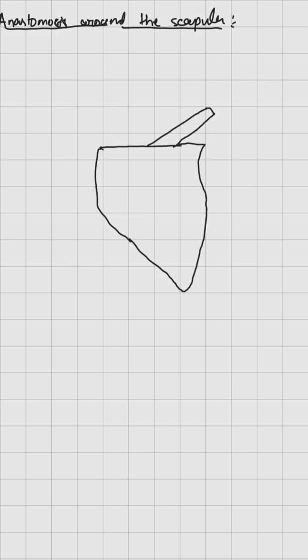Now, as I said, the anastomosis is taking place between the first part of subclavian artery. Let us imagine that this is the first part of subclavian artery, and this is the third part of axillary artery. First part of subclavian artery, and this is the third part of axillary artery.